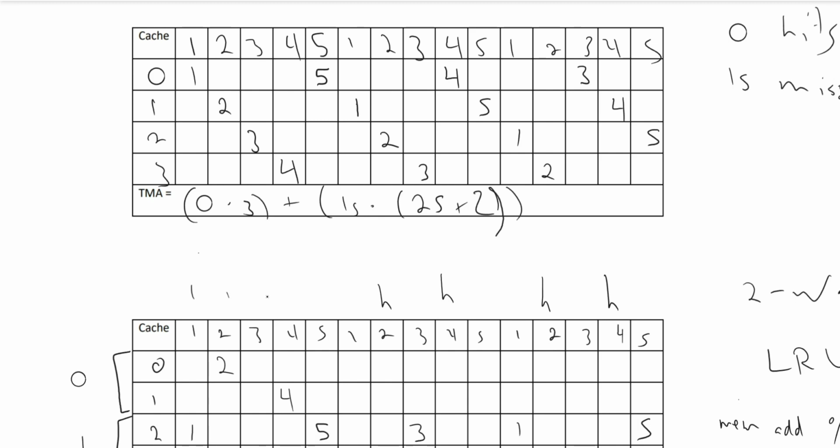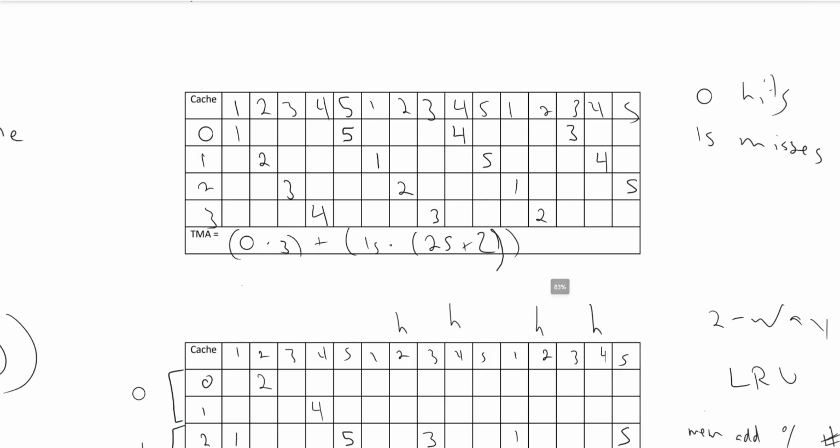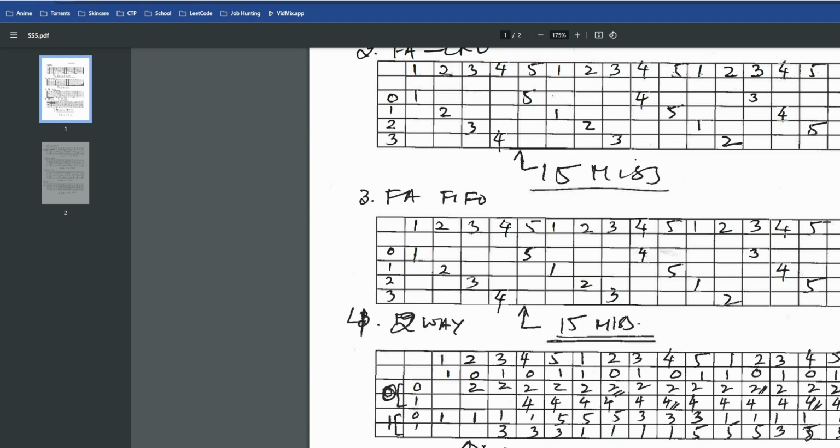It's 1, 2, 3, 4, 5, 6, 7, 8, 9, 10, 11. 11 misses. 4 hits. So it's just going to be 4 times 3 plus 11 times 25 plus 2 for this question. Is that right? 4 hits and 11 misses. Yeah. And does that look right? What we drew versus what he drew.